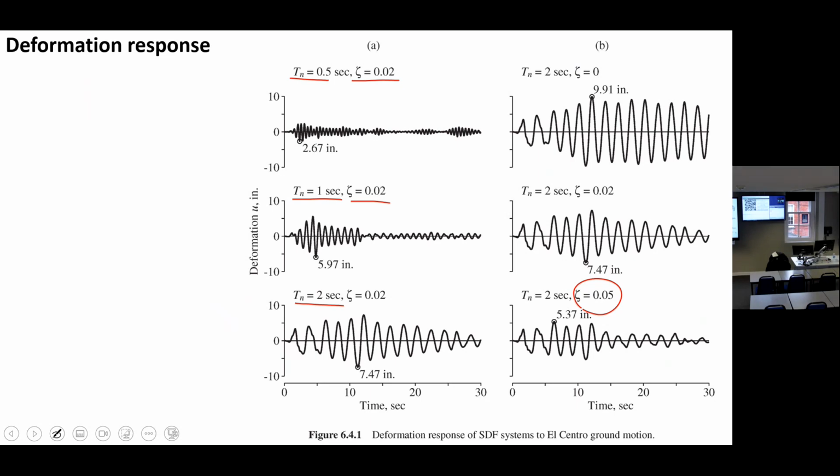You can have deformation response, acceleration response, velocity response, energy response, shear force, internal forces response. Response is a general terminology to represent all of these, all right? So obviously you can see that the response here is deformation. The response is different for different single degree of freedom systems. If the natural frequency changes, the response is going to change.